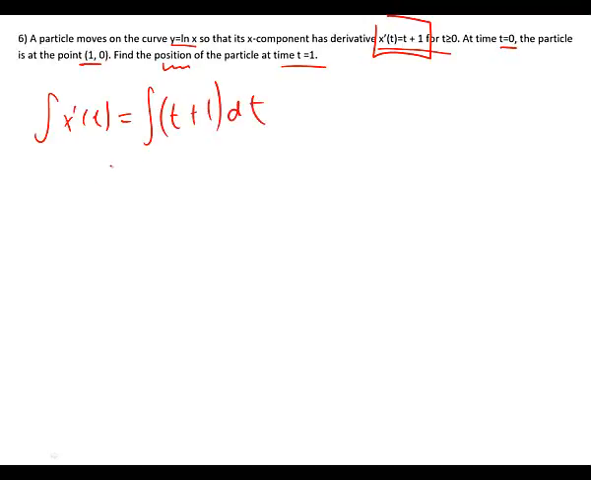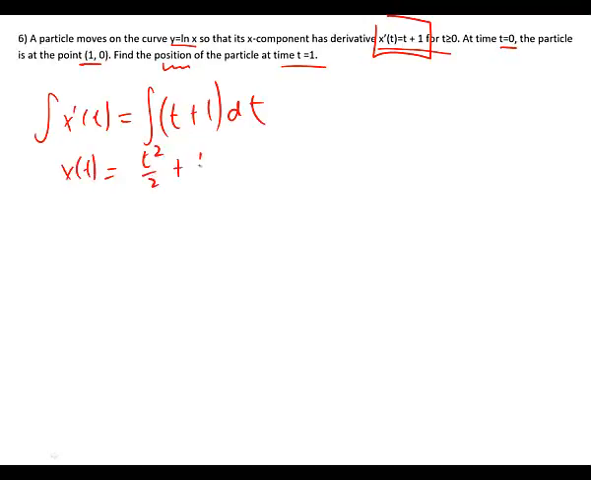You ready? So, I've got a particle moving along this curve. It's got that as the x component of the derivative. At time t equals 0, we've got this point. Find the position of the particle at time t equals 1. All right, so position means integrate. The only thing I could integrate would be this, right? So let's integrate x prime of t. So I'm integrating t plus 1 dt. When we integrate that, what do we end up with?